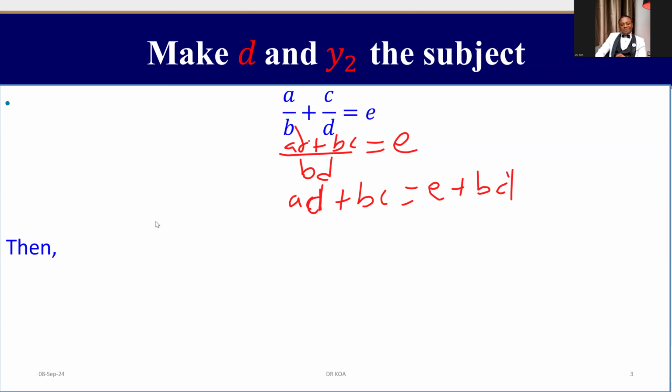So you move this one to this side. That leaves you with AD minus BD equal to E minus BC. And now you can take D out. Is that it? All right, let me move back because I switched something right here.